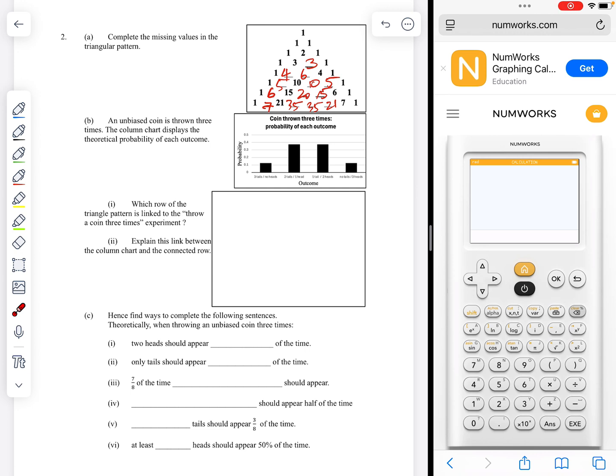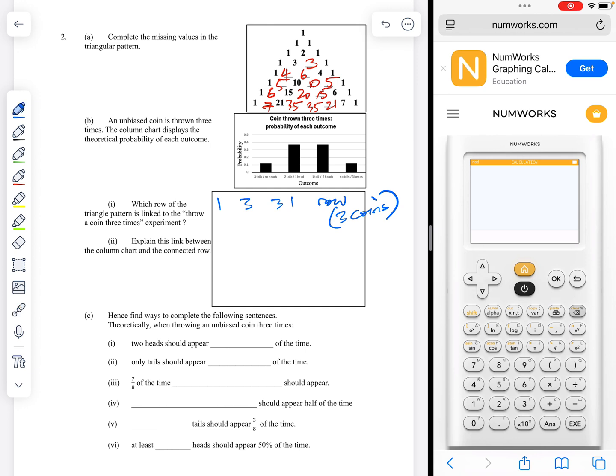Part 1. Which row of the triangular pattern is linked to throwing a coin 3 times with the 8 outcomes? The answer is, if there are 3 coins, it is the 1, 3, 3, 1 row for 3 coins, which generated our 8 outcomes. And they match. This matches with this one, this matches with this one, this with this one, and this with this one.